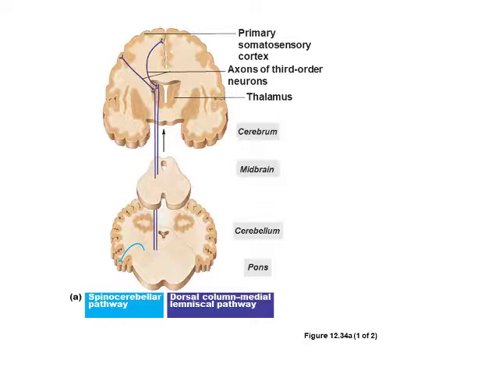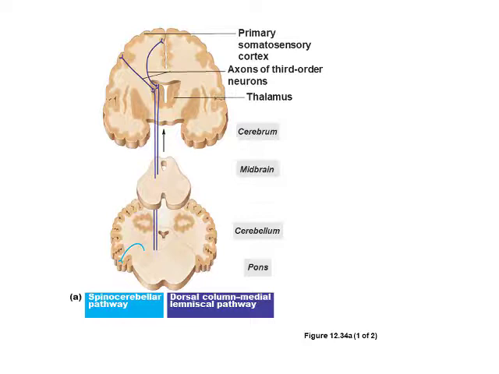In how many locations does relay occur? 3. Very good. First is? Very good. Second? Dorsal horn. Makes sense? And third? Thalamus. Okay, then goes to the respective cortices. If it is visual, we'll go to the visual cortex. Auditory, we'll go to auditory. Touch, pain, somatosensory cortex.